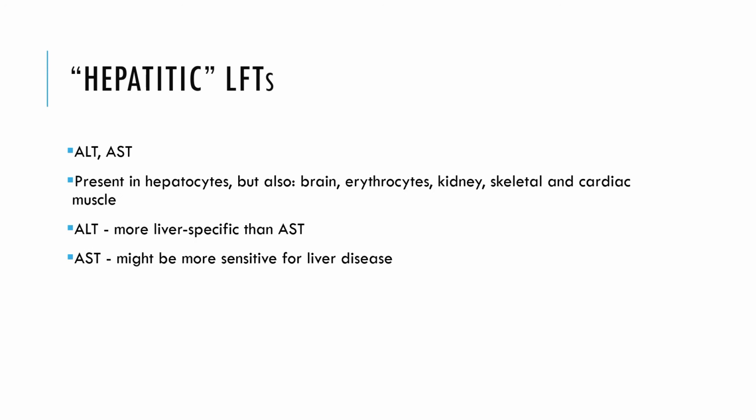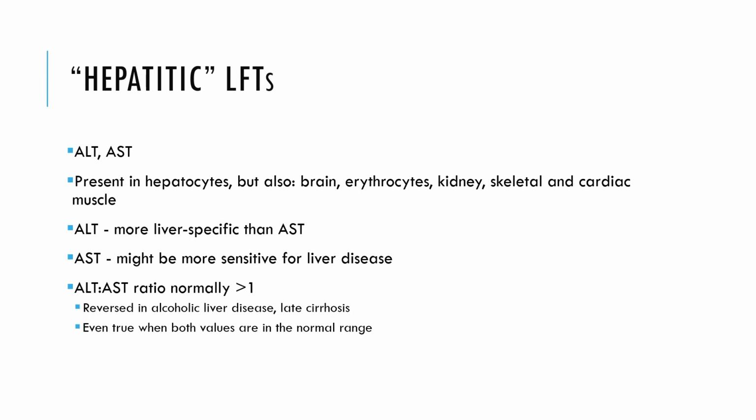So we describe two main patterns of liver enzyme derangement. The first we'll talk about is hepatitic, and that's a predominant rise in ALT and AST, which represents a more liver parenchymal disease process. ALT and AST are present in hepatocytes, but also many different tissues in the body. So a rise can reflect disease processes happening elsewhere. However, this is more the case for AST, and ALT is considered the more liver-specific enzyme and is therefore included more routinely in the LFT panel. However, AST might be more sensitive for liver disease.